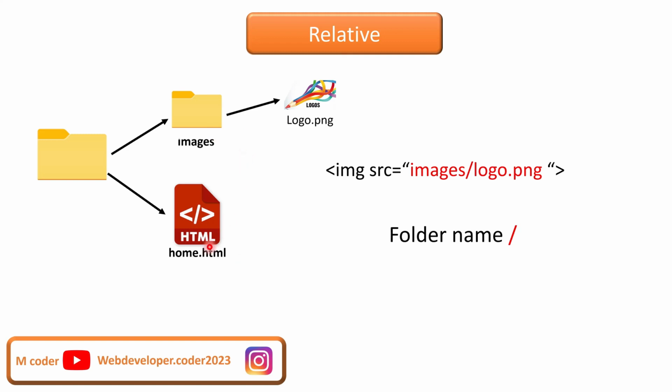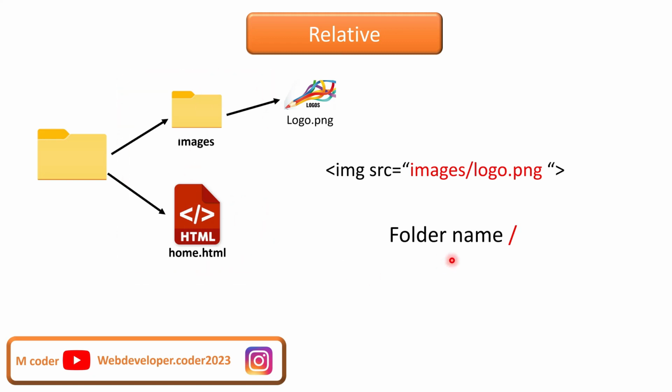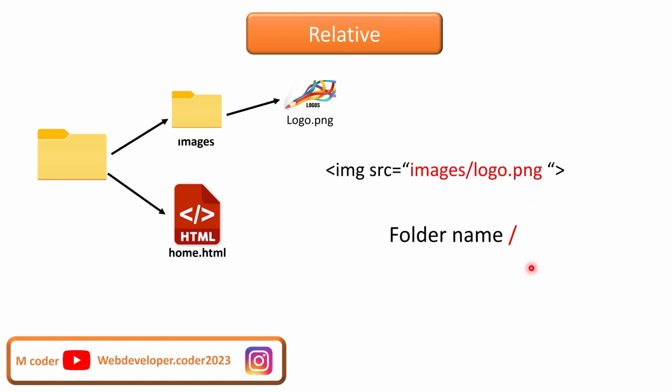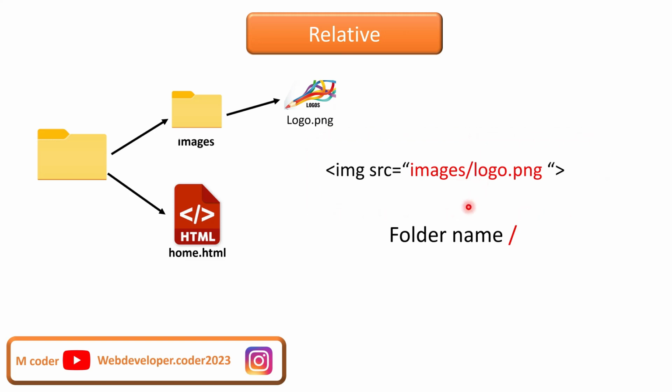We are here. So we have to enter this folder first, then write the name of the file. The home file and the images folder are next to each other. So we write the name of the folder, then put a slash sign. So we write the image tag, put the address in the src. Then we write the name of the images folder, and after the folder name we put the slash sign.